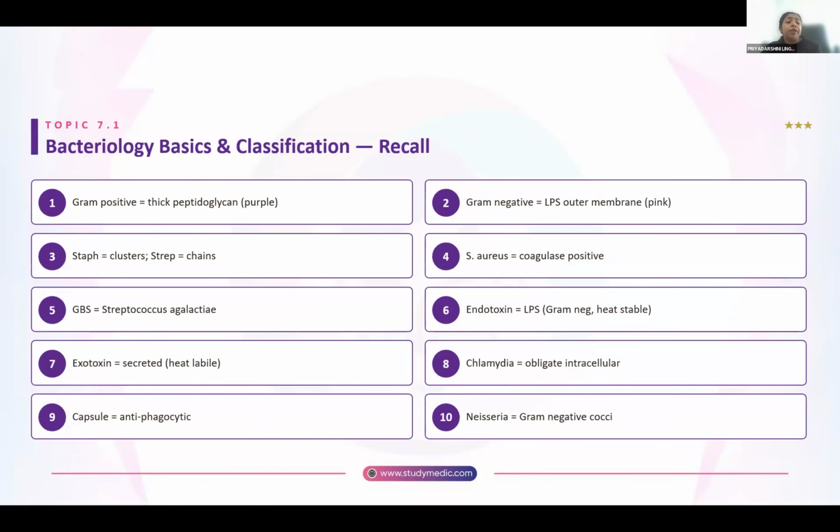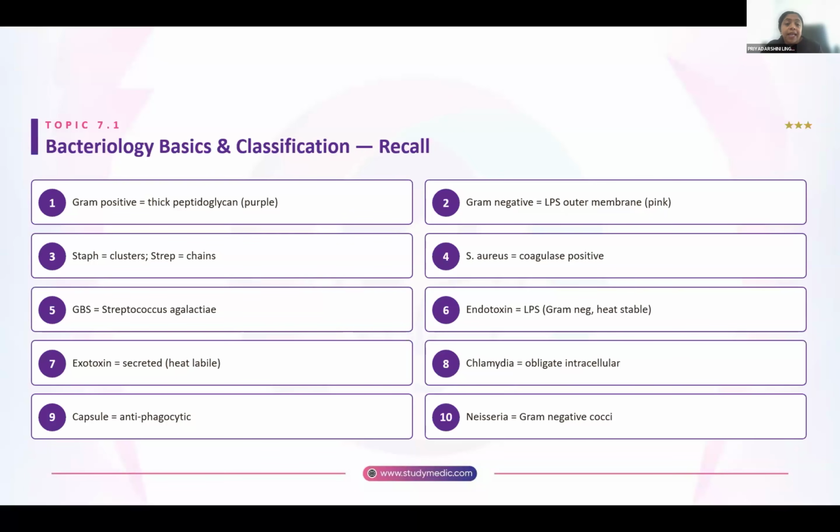So, the important recalls that have come in the basics of bacteriology and the classification are: one, it is about gram positivity and gram negativity. Positive is purple because of the thick peptidoglycan layer. Negative is because of the LPS outer membrane, so pink color. Staphylococcus is in clusters, Streptococcus in chains, and your Staph aureus is coagulase positive. Important point for your exam.